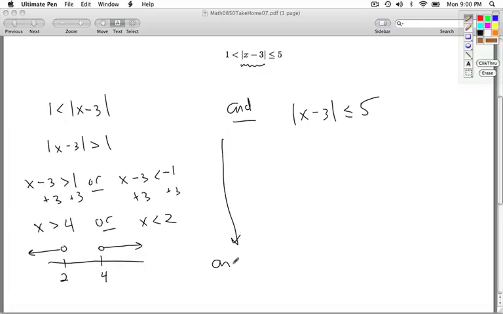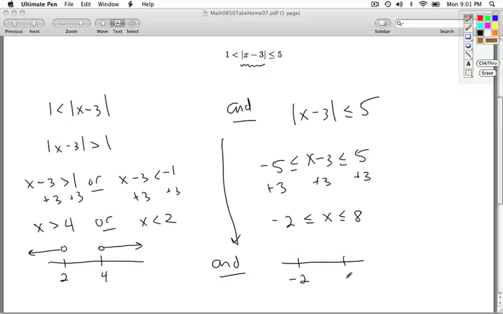Now I go to the other side. X minus 3 is less than or equal to 5 in absolute value, which means that x minus 3 is trapped between 5 and negative 5. Since there's no absolute values here, we can solve this compound inequality by adding 3 across the board. And so I get negative 2 is less than or equal to x is less than or equal to 8.